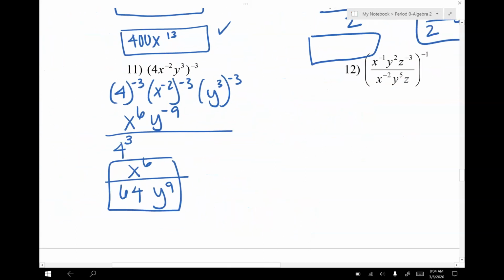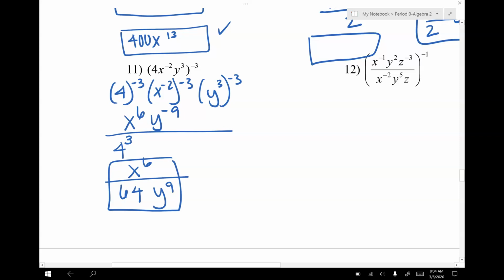All right. Ooh, there's a lot of stuff in there. Yes, Ella. Because 4 to the third. 4 times 4 times 4. Yeah, so 4 times 4 would be 16. 16 times 4. Last one.